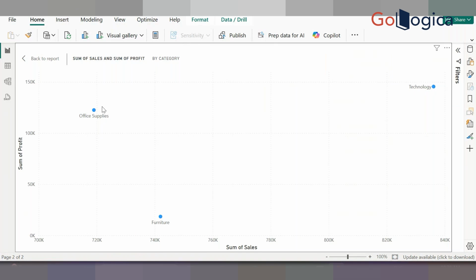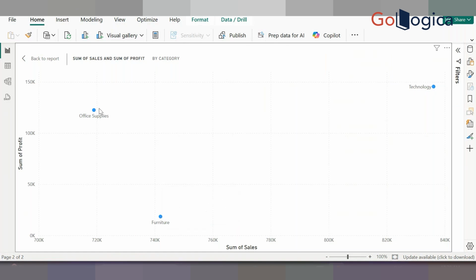You can see this is the sales. This is higher than the office supplies, slightly lower than the technology. But when it comes to profit, it is at the bottom of the table. So what exactly is happening here is, we have sales of 742K, 7,42,000, but we have a profit of only 18,000, only 18,000.